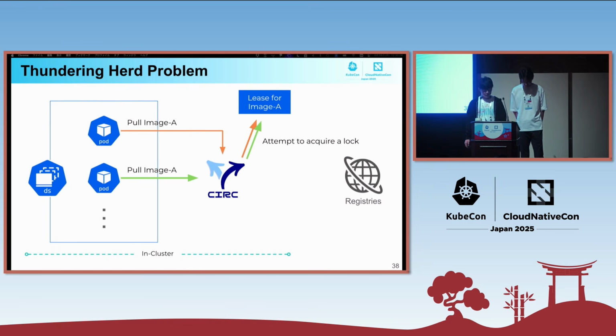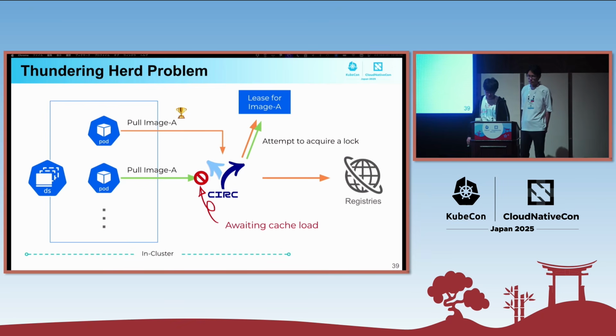To manage this, CIRC uses a mechanism based on the Kubernetes lease object I mentioned. When CIRC receives these concurrent requests for the uncached image A, CIRC will attempt to get a lease for image A. This is the first crucial step in our cluster-level single-flight solution. In this diagram, the orange request wins the race in this example and gets a lease for image A. This means only the orange request goes to the origin registry to fetch the image and create the cache.